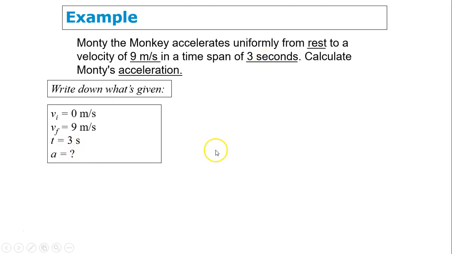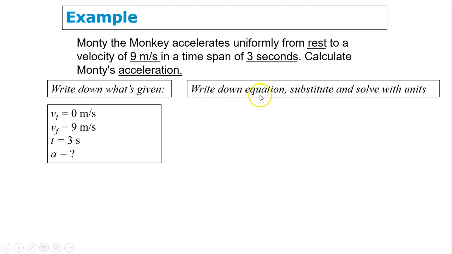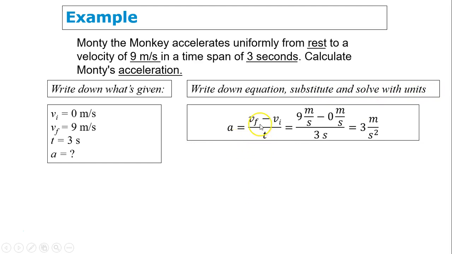How do you find acceleration? The next step is to write down the equation, then substitute with numbers and units, then solve, and have units. Equation: Vf minus Vi over time. Substitute: 9 minus 0 meters per second over 3 seconds. So your answer with units: 3 meters per second squared.